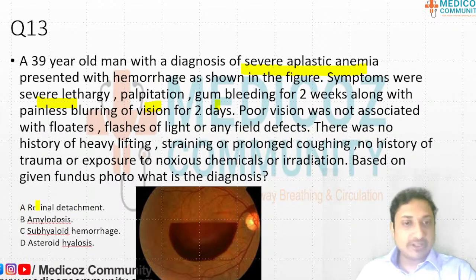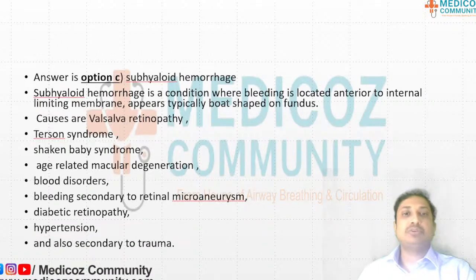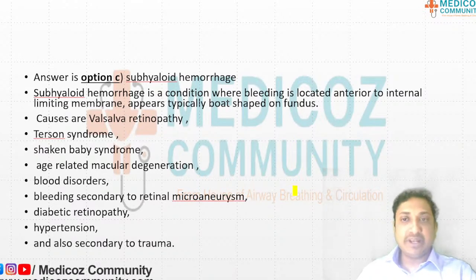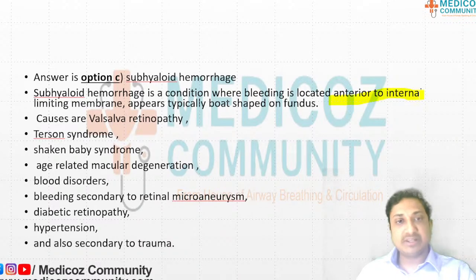So this is definitely not retinal detachment because the fundus has no features of that. This is not amyloidosis. This is subhyaloid hemorrhage. And this is also not asteroid hyalosis. We will discuss all the other three options also, but let us see first about the subhyaloid hemorrhage. The subhyaloid hemorrhage is a condition where bleeding is located anterior to the internal limiting membrane.